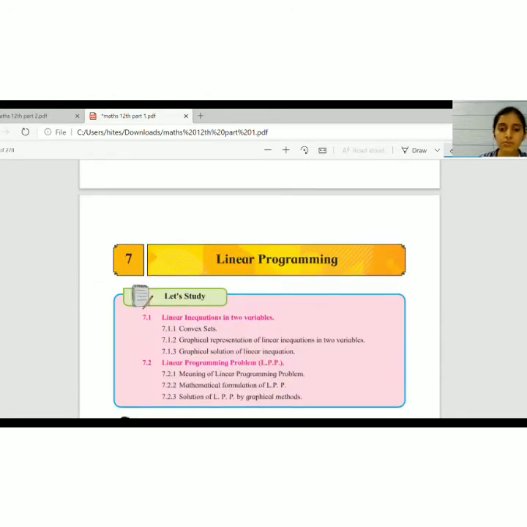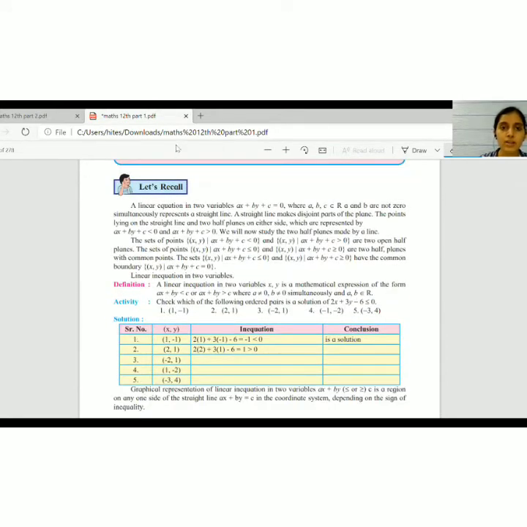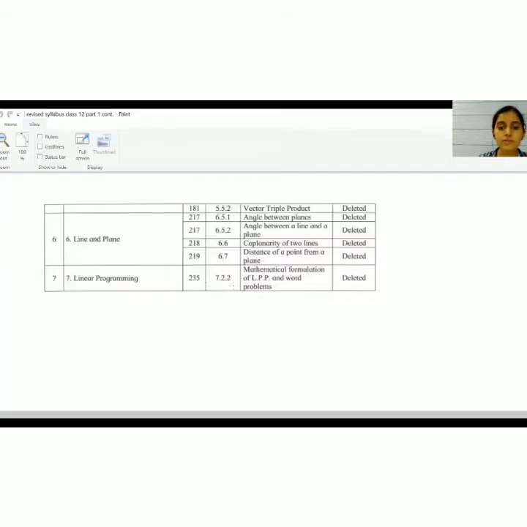Next chapter is linear programming. In linear programming, let us check what parts are excluded from your syllabus. So linear programming 235, 7.2.2 mathematical formulation of LPP and word problem. Now if you notice, this is the only chapter wherein they have mentioned clearly that the word problems and mathematical formulation of LPP are deleted. So this is the only place where we can exclude it with the problems. So let me show it to you.